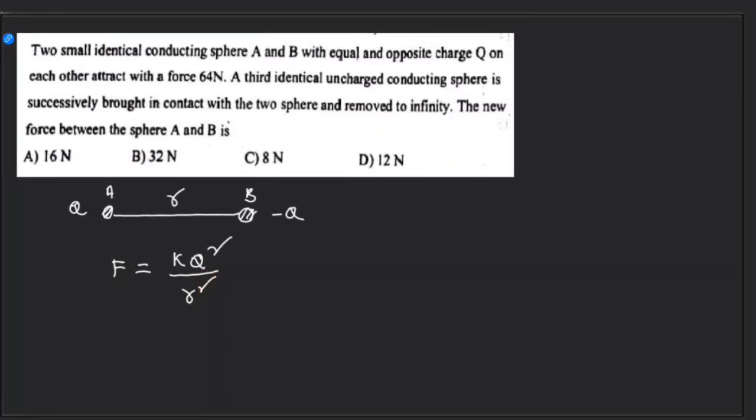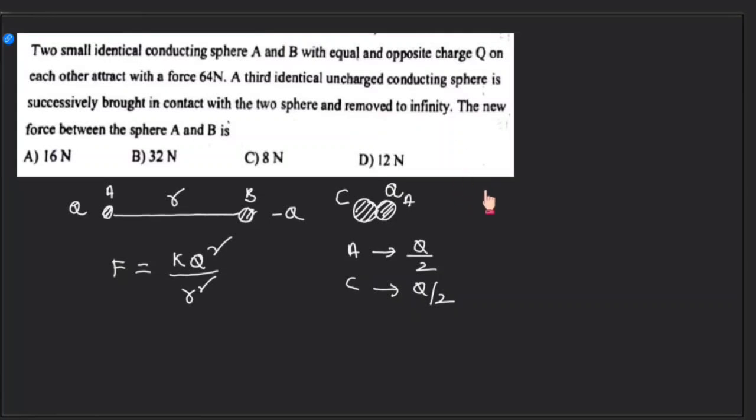Now we are bringing one more, a third, uncharged sphere in contact with this. Let me say this is A, and I am bringing one more uncharged sphere, which is C. Both should be identical. Here I drew one big and one small, so please excuse that. So this has a charge of Q but C has no charge, therefore this charge will be distributed equally between them. So finally the charge on A will be Q by 2 and the charge on C will also be Q by 2.